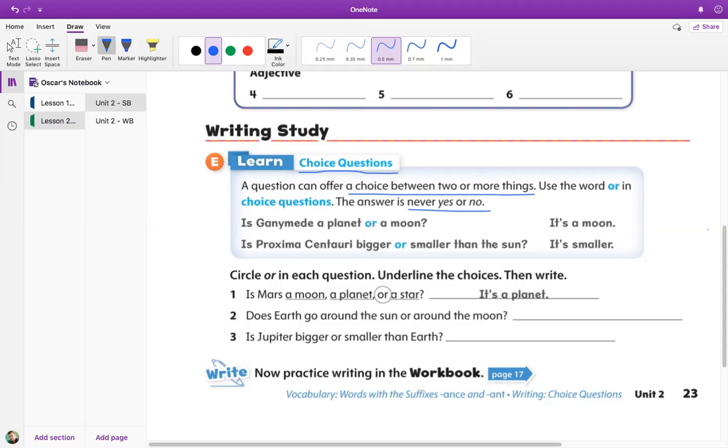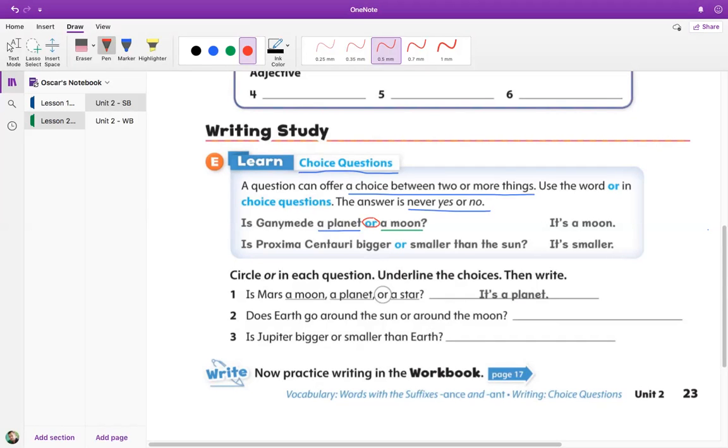So let's see now a couple of examples of choice questions. The first one: is Ganymede a planet or a moon? Ganymede is the subject of our question, so we are going to be asked a question about Ganymede. In this case, we have two choices. The first one is a planet, and the second choice is a moon. As you can see, we have the word or, which divides the two choices.